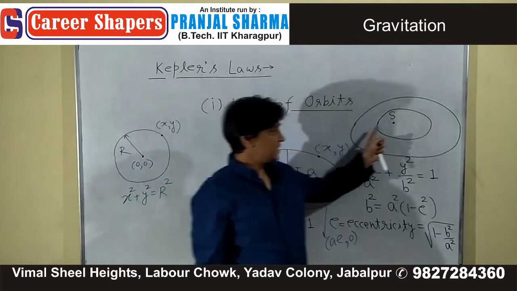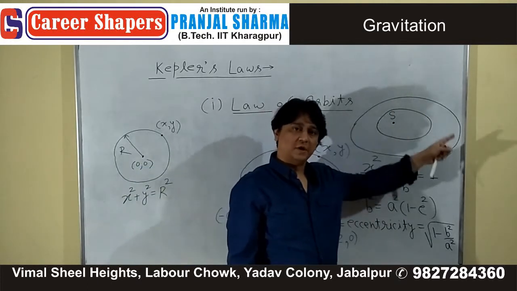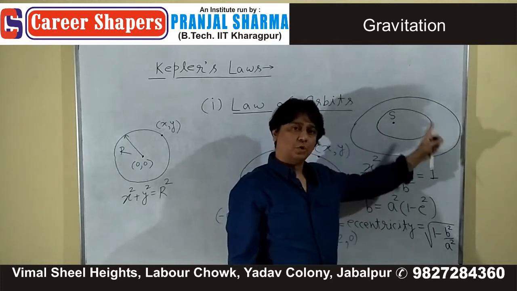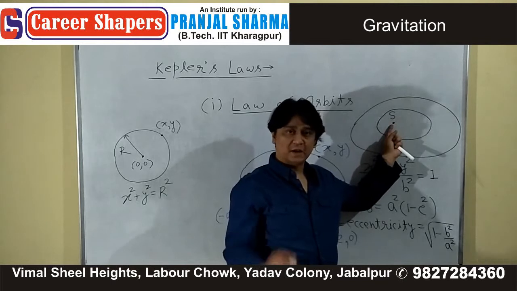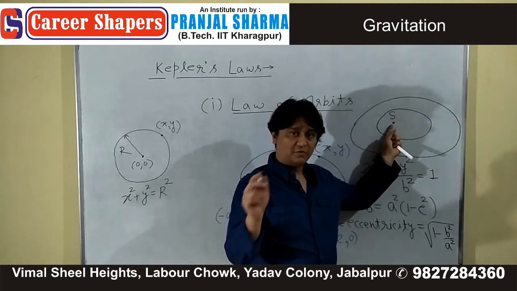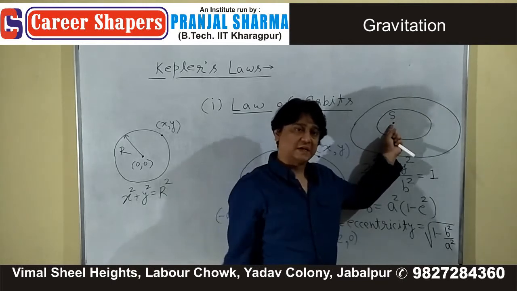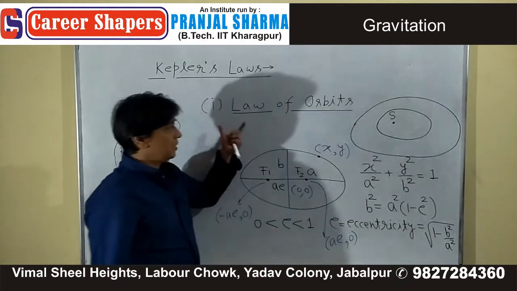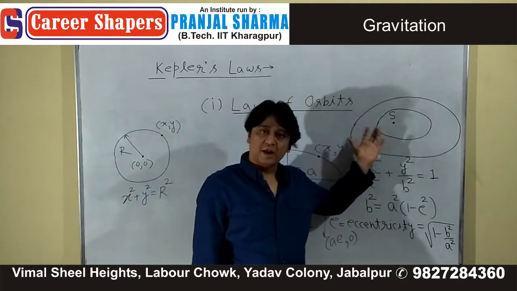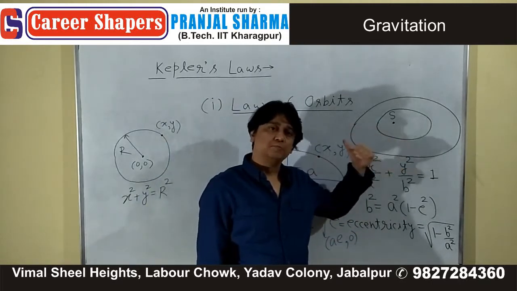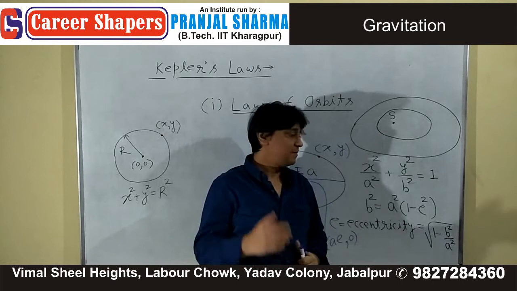Now, all the planets, if you draw the path of Jupiter, Neptune, Pluto, anything, you will find that Sun is present at the focus of all these elliptical trajectories. This is the first law. Each and every planet moves in elliptical orbit about Sun.